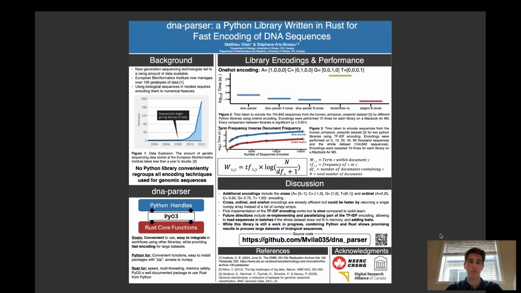Hi everyone, my name is Matthieu Vilain, and today I will be presenting my project, which is a Python library written in Rust to encode genomic sequences into numerical features. This project actually came from another project where I had to use some genomic sequences and pass them to machine learning models. And I realized there was no Python library that would conveniently regroup all the encoding techniques used for genomic sequences.